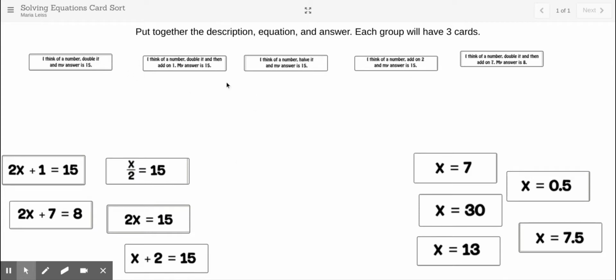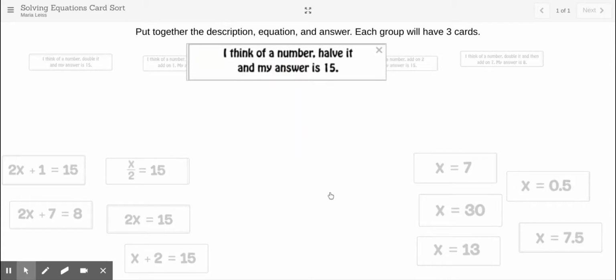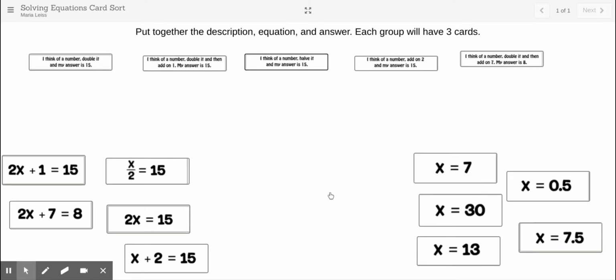So here's what I'm going to do. I'm going to pick a card. I'm going to go ahead and pick this one just because I know this one is probably the most challenging for a lot of students. The question says, I think of a number, halve it, and my answer is 15. When you halve a number, what that actually means is we're cutting that number in half. So what operation cuts a number in half? If you think, well, if I have the number 4 and I cut it in half, I'm breaking it into groups of 2. So that operation would be division.